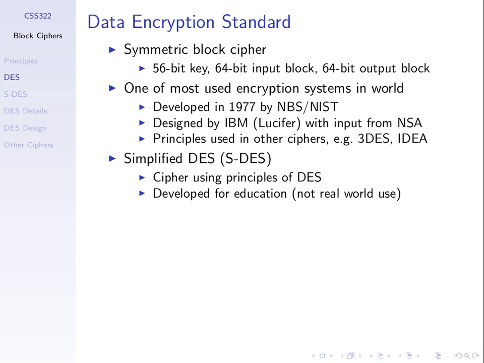We have n equals 64 bits as the block size. It's one of the most used ciphers in the world. It wouldn't be used in new applications today, but in the past it's been used a lot. It became a standard. It was developed in 1977 by the National Institute of Standards and Technology in the US, actually coming from the design by IBM of Lucifer with input from the NSA, and its principles have been used in other ciphers. So even though DES itself is not recommended, there's triple DES, which is directly based upon DES. And IDEA used similar principles.